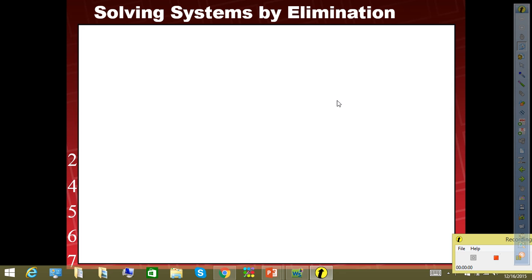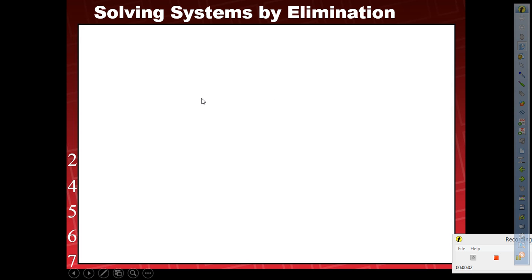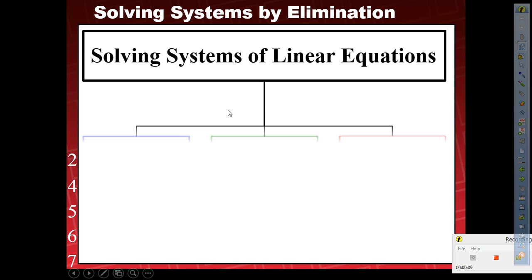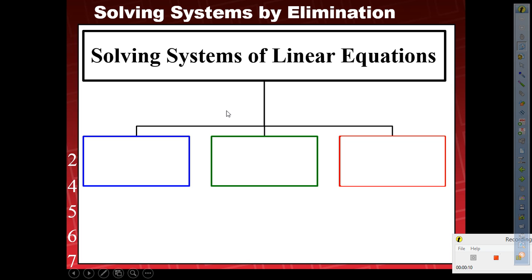Quick recap. Here we go. So, we've been solving systems of linear equations. And we've solved them 3 ways. The first way is by graphing.